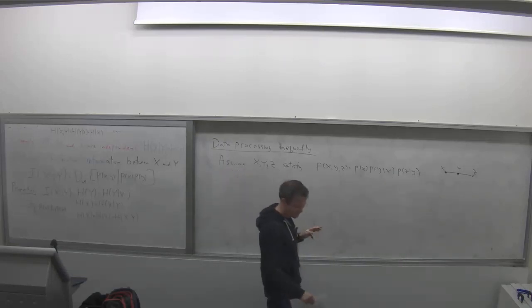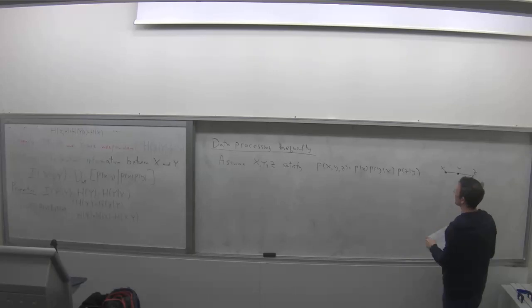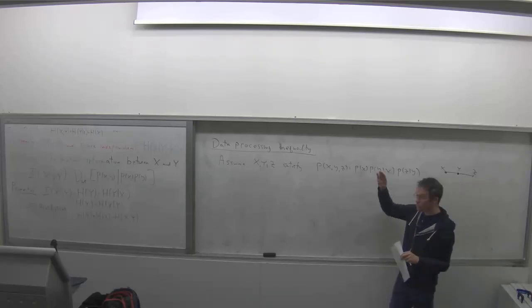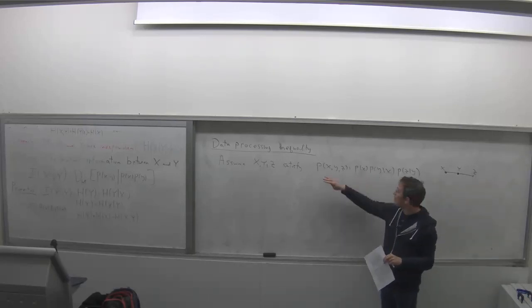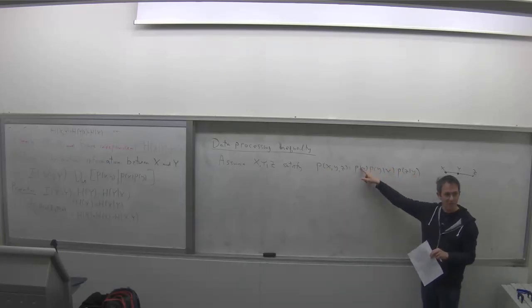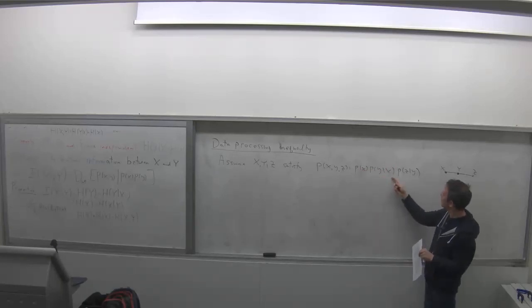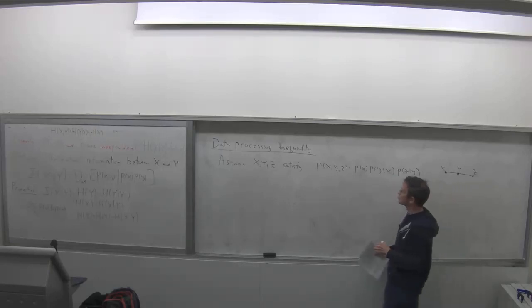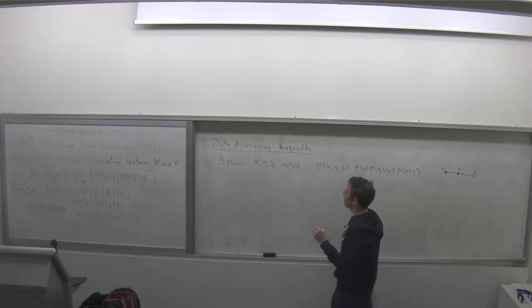So let's say you have 3 random variables. And someone tells you that the joint distribution P of X, Y, and Z satisfies this thing. Not every 3 random variables satisfy this. What's the general form?